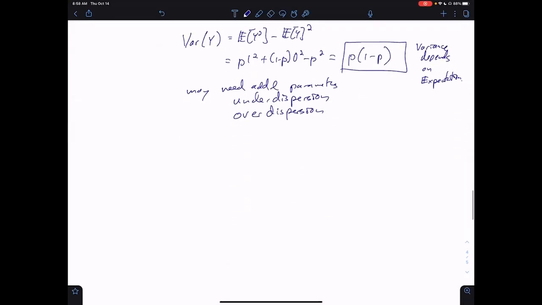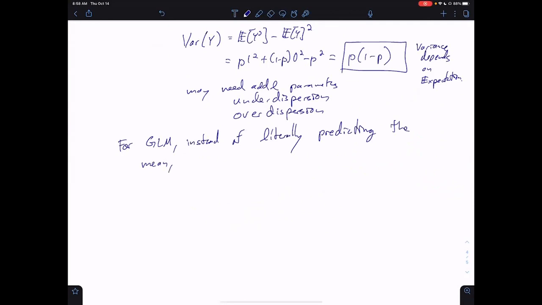Okay, so then for GLM, instead of literally predicting the expectation or the mean, we recognize that the mean is just an important parameter, and we model an important parameter, typically a parameter that has to do with centrality, like what is the intensity?